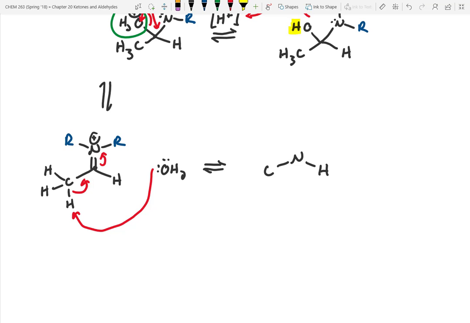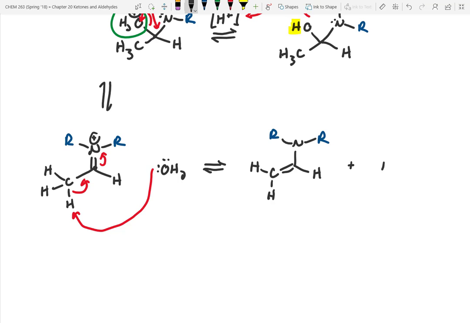Let me fix this. Oh my goodness. Sorry, one second. Having an off day right now. I don't know why I'm struggling to put a double bond in the right spot. What's that? Thank you. I appreciate the moral support.